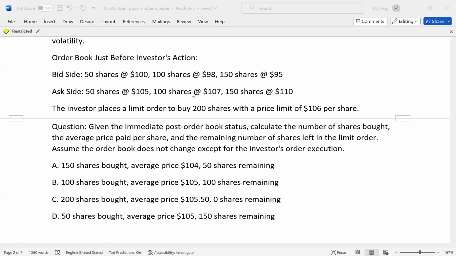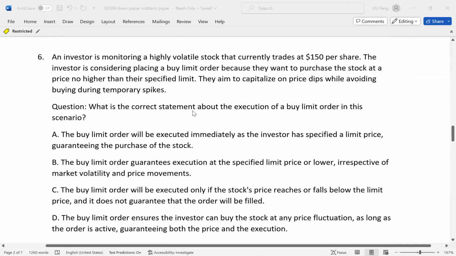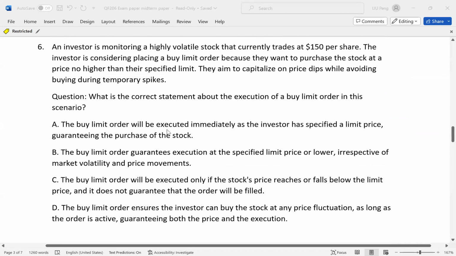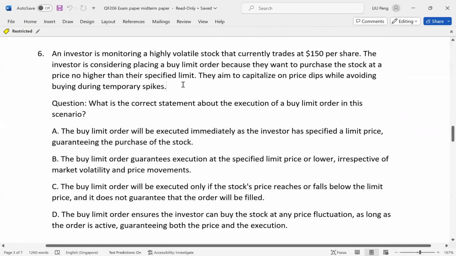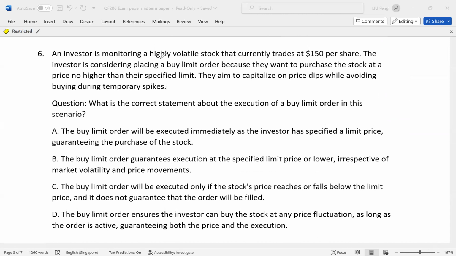All right, so moving on. This is another multiple choice. Let's look at this scenario. It's asking about a highly volatile stock. When you see the keyword highly volatile stock, it means there's a higher volatility for the stock, so the price changes a lot.